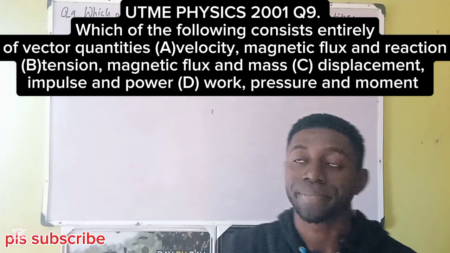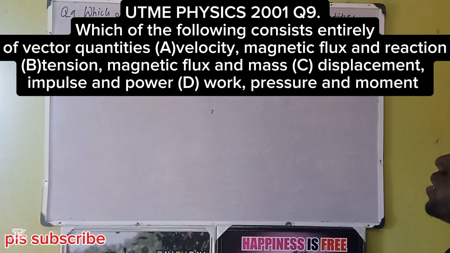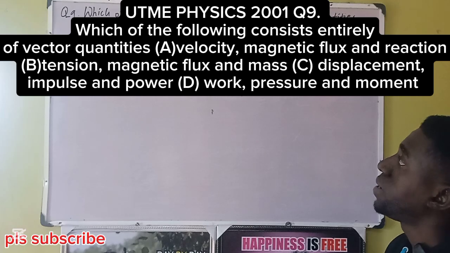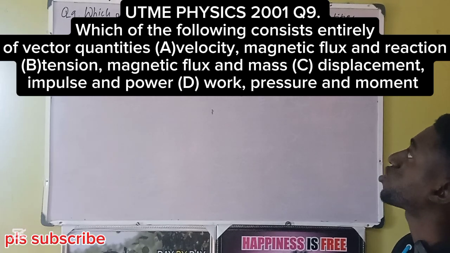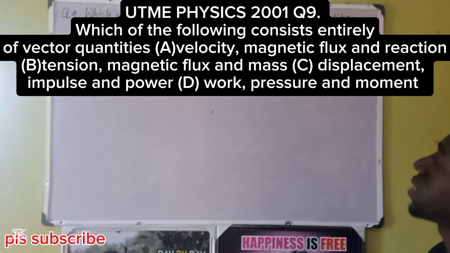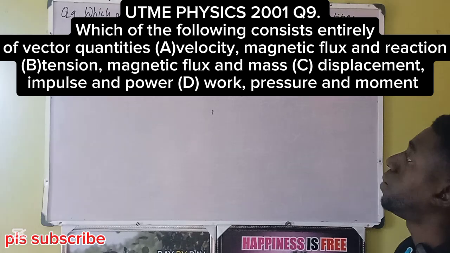Question number 9. Which of the following consists entirely of vector quantities? A. Velocity, magnetic flux, and reaction. B. Tension, magnetic flux, and mass. C. Displacement, impulse, and power. D. Work, pressure, and moment.